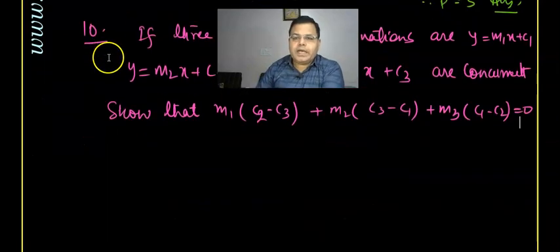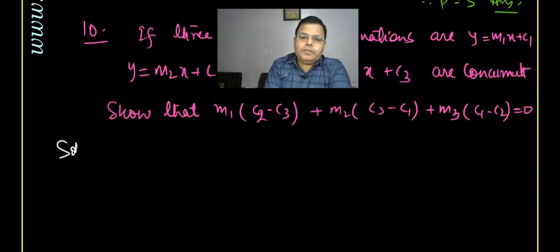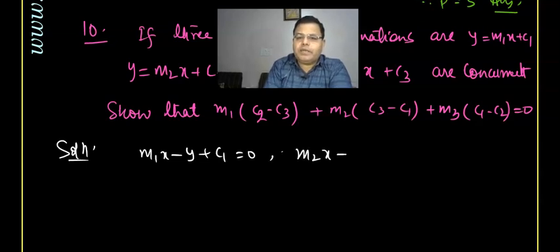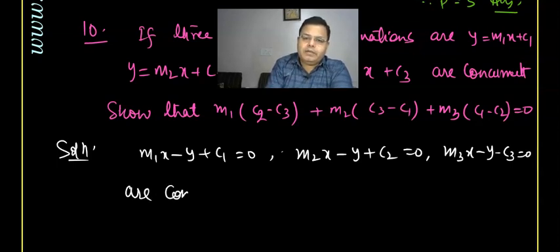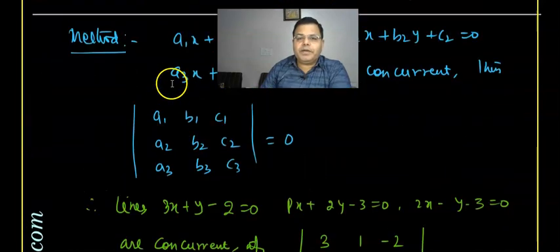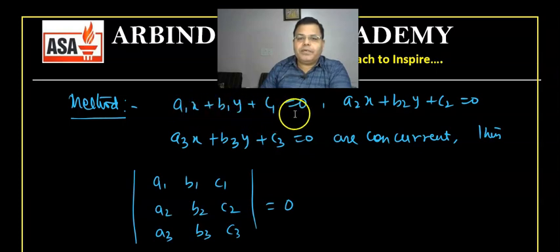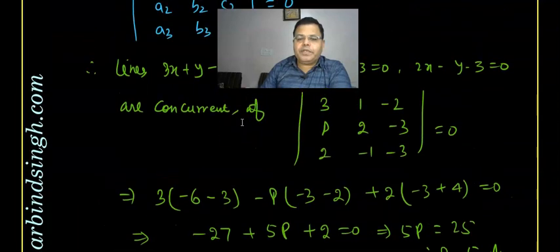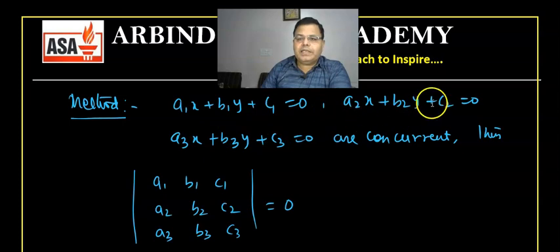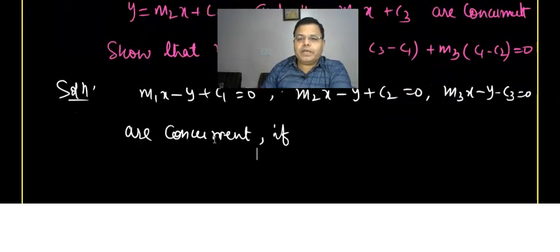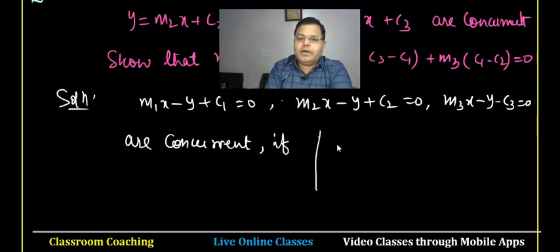So the three lines are concurrent. The lines are given like this in the solution. The first line is m1x minus y plus c1 is equal to 0. The second line is m2x minus y plus c2 is equal to 0, and m3x minus y plus c3 is equal to 0. These are concurrent if we have the formula. Either you can solve in the previous way or you can use this property of determinant. What are a, b, c here? Coefficient of x, coefficient of y, and the constant term. So similarly, I write the coefficient of x, coefficient of y and the constant term for all these three lines, first line, second line, third line. The determinant with rows m1, minus 1, c1; m2, minus 1, c2; m3, minus 1, c3 is equal to 0.